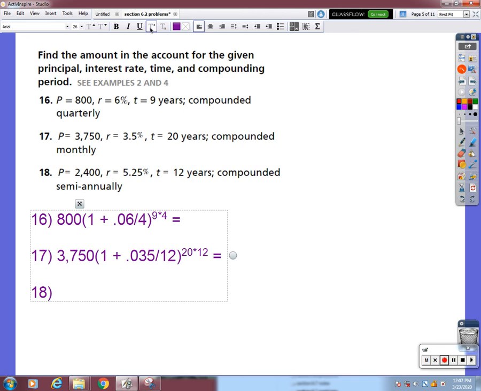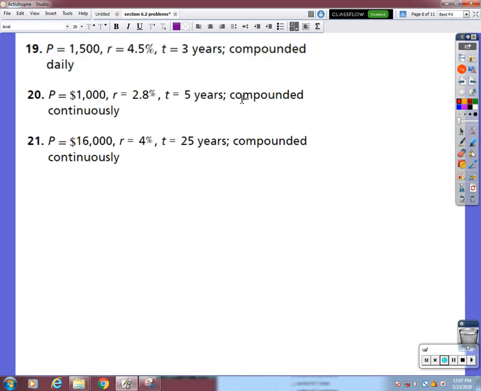Okay, number 18, we're starting with $2,400. We are getting a 5.25% interest rate, so 0.0525. This is compounded semi-annually, so that means twice a year for 12 years, so 2 times 12, or you can just put a 24 there, type that in. That'll give you the answer that you're looking for.